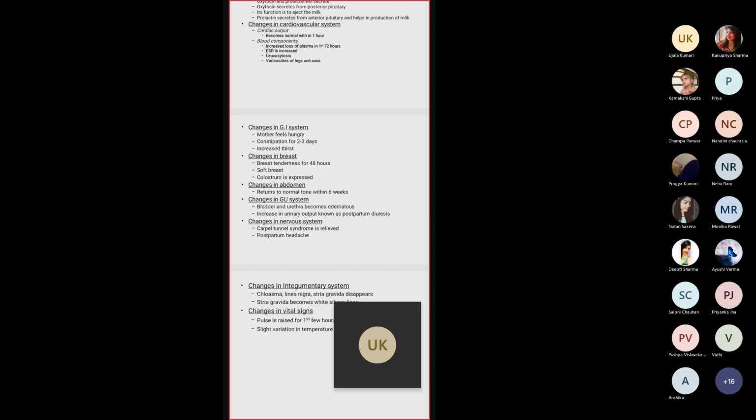Changes in the genitourinary system: the bladder and urethra may become edematous, and there is increased urinary output. Whenever a woman experiences increased urinary output during the puerperal time, it is known as postpartum diuresis. So what is postpartum diuresis? Increased urinary output during the postnatal period is known as postpartum diuresis.